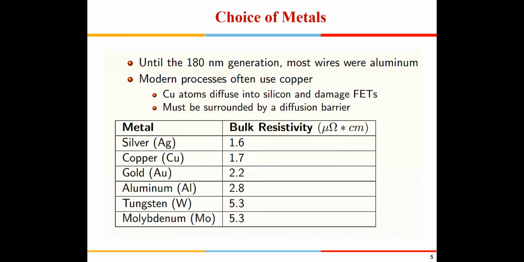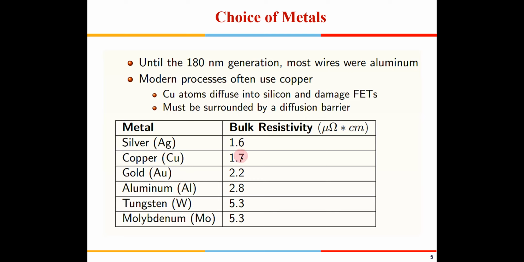Now, modern day technology. Aluminum is the one which was generally used till 180 nanometer technology. It had a bulk resistivity of 2.8 micro-ohm centimeter. But the thing is, it is cheap compared to all other metals. So that is why it was being used.